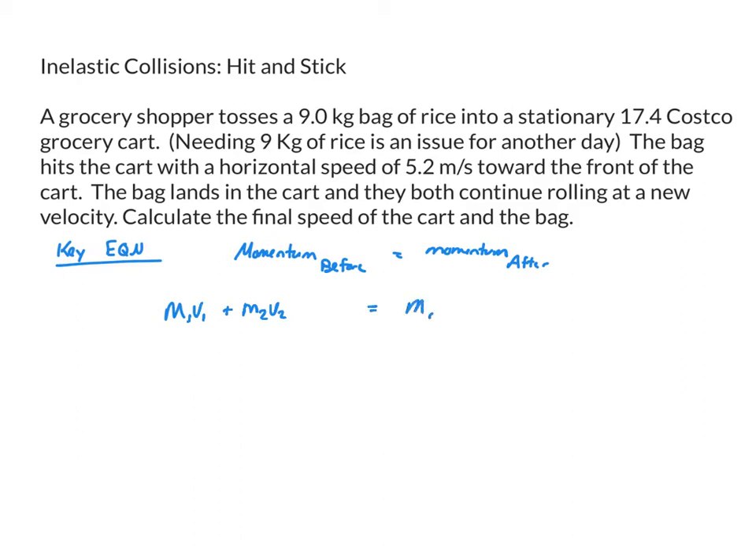This is a hit and stick or inelastic collision, so we can add the two masses together times their final velocity. When we take a close look at this, we need to really realize that they are stuck together. So we can count the masses as one entity in this equation. So that's why I added the masses together. That's a key component when we analyze these inelastic collisions.